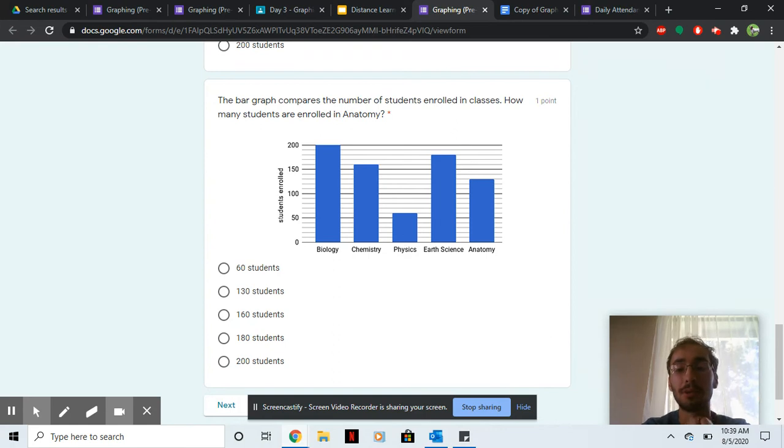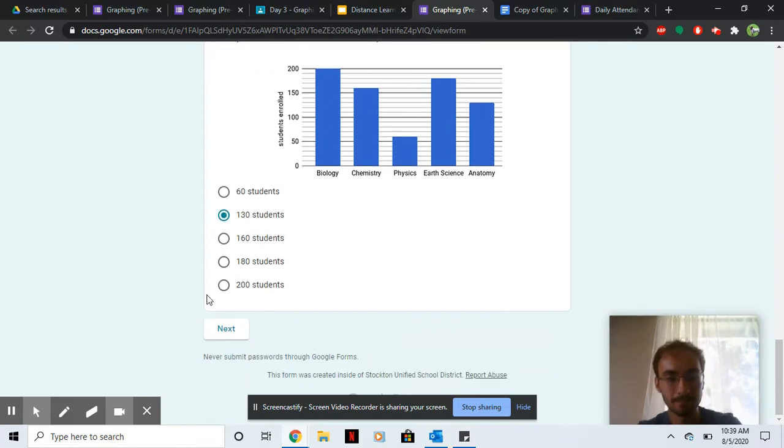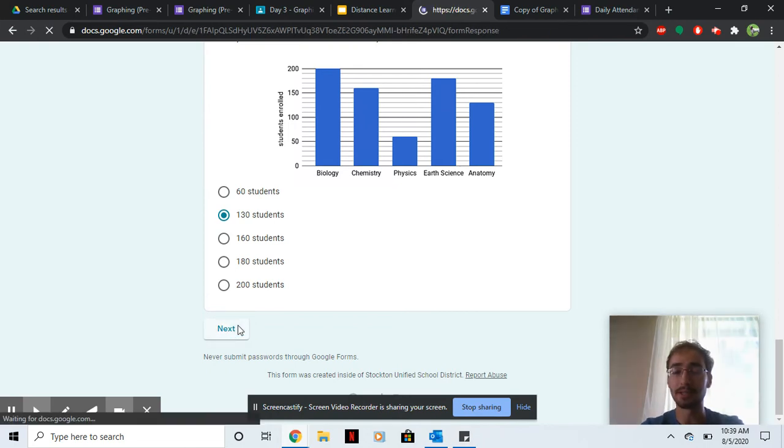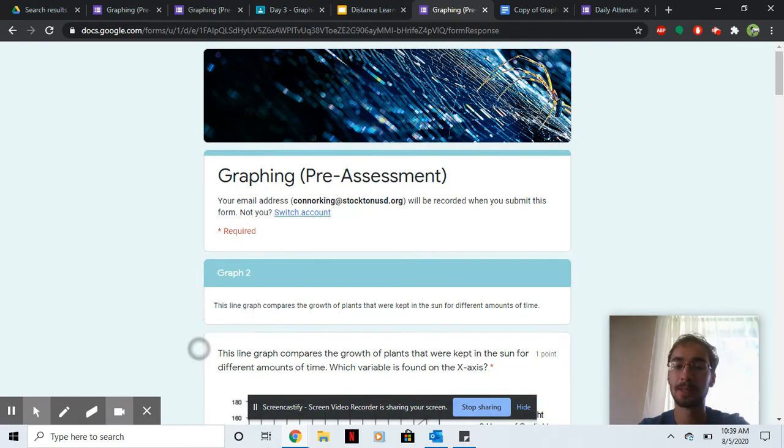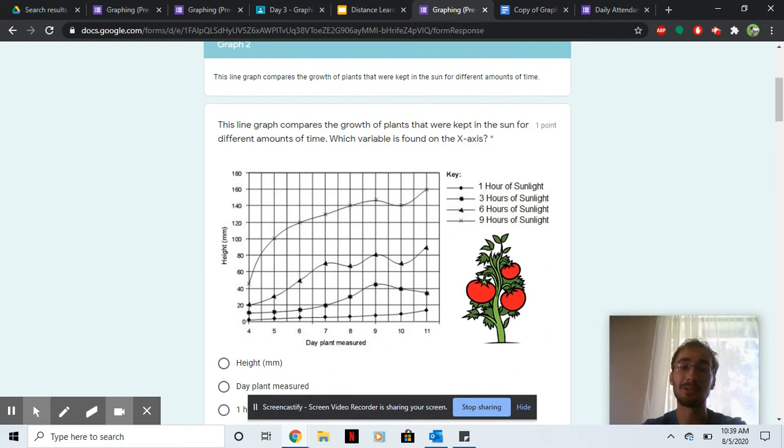How many students are enrolled in anatomy? So same thing as you did for physics. You look at the height and then bring it across to see 130. Cool. Okay, that was the bar graph ones. You guys all did fairly well in that one. Now we got the line graphs. These ones were a little bit trickier.